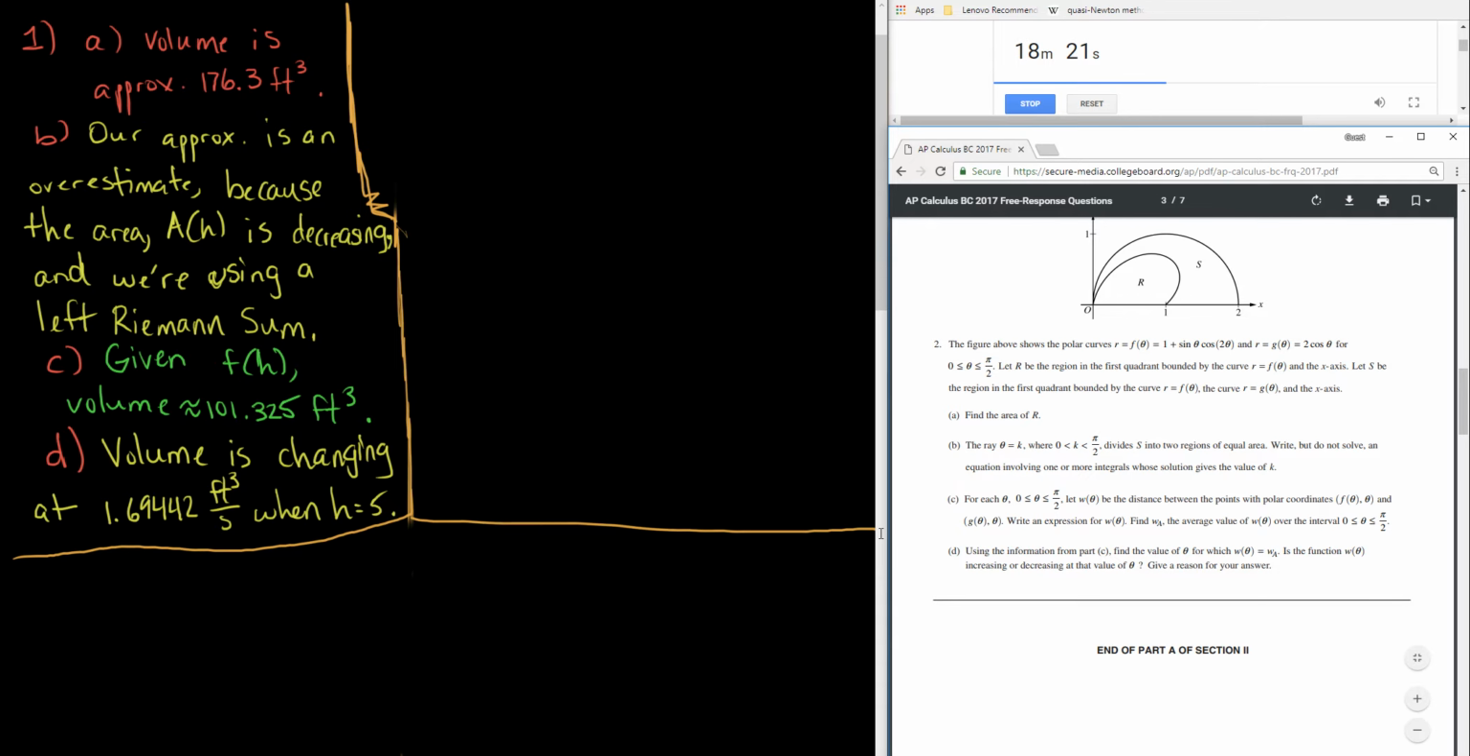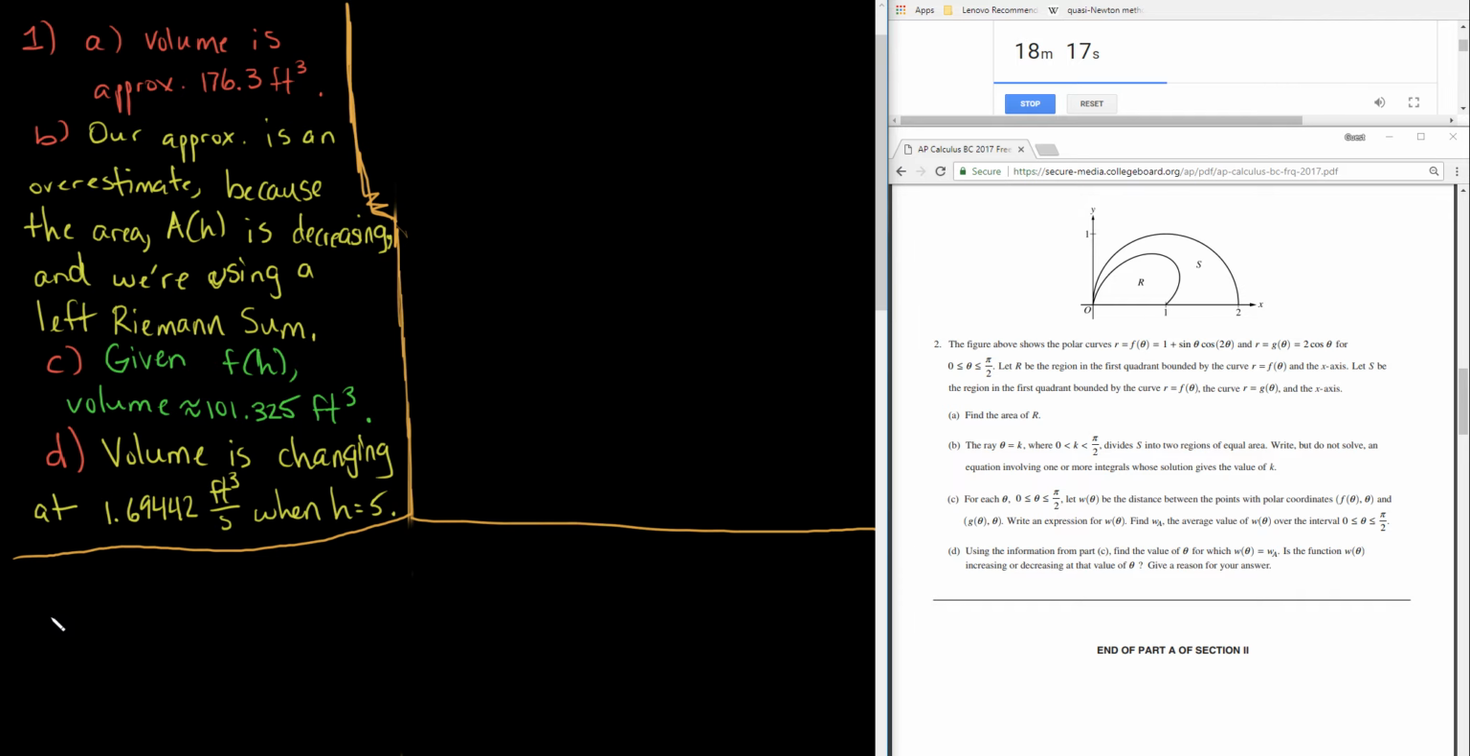So first off, what we got to find is the integral from 0 to pi over 2 of 1/2, we're doing little triangles, f of theta squared d theta. So let me calculate this on the calculator.